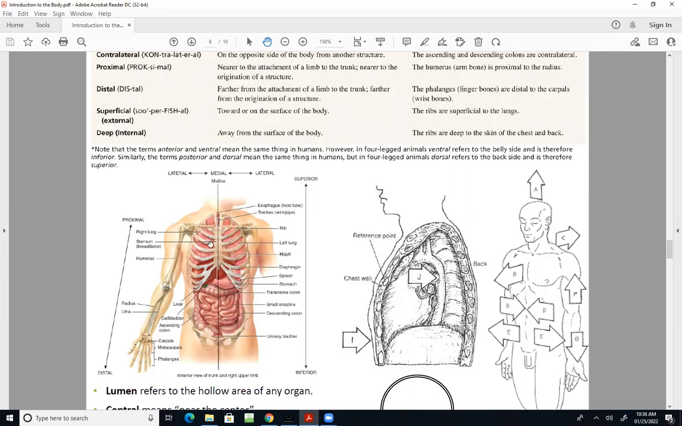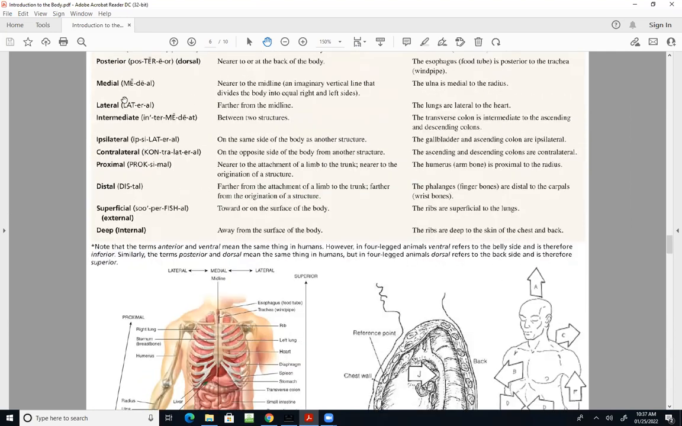The closer you are to that, the more medial you are. Think medial for middle, right? Your heart is pretty darn medial because your heart's almost centered in the body, so is your nose. Your nose would actually get split in half by that imaginary midline. Letter E represents what lateral means, farther from the midline.